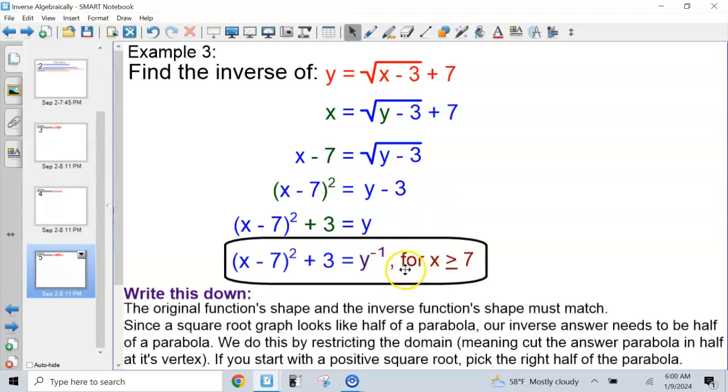And then it has this extra part, this 4x greater than or equal to 7. So write this last part down. The original function shape and the inverse function shape must match. Since the square root graph looks like half of a parabola, our inverse answer needs to be half of a parabola. We do this by restricting the domain, which means cut the parabola in half at its vertex. If we start with a positive square root like we did here, you pick the right half of the parabola. If we start with a negative square root, you pick the left half of the parabola.